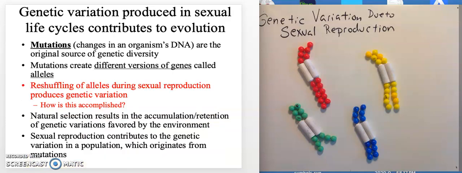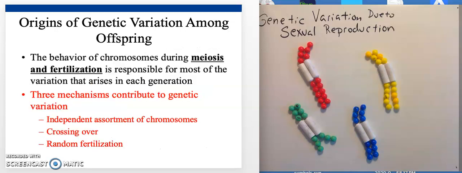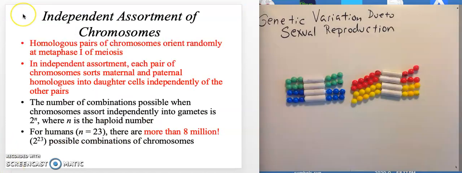What sexual reproduction can do is mix different alleles together in new combinations in the offspring that result in a unique combination of phenotypes. And there's 3 different ways that this happens: independent assortment, crossing over, and random fertilization. And we're going to go through each of them. The first one we're going to talk about is independent assortment. Independent assortment has to do with how the chromosomes line up at the metaphase plate during meiosis 1.